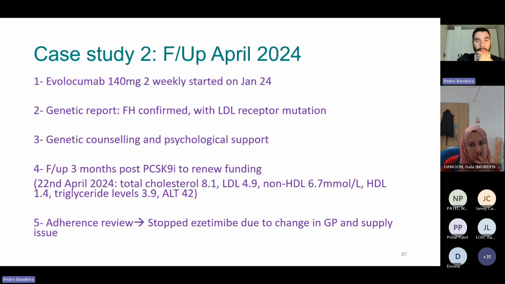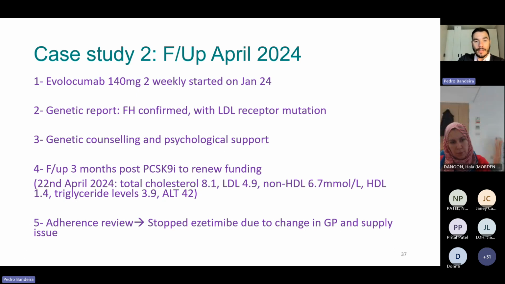That was kind of shocking for him, because he was quite young, and although he had quite a strong family history, he probably wasn't quite ready for that diagnosis. So we provided very, very long genetic counseling sessions and psychological support. He was offered a follow-up clinic with a consultant as well, and at that point we started him on evolocumab, which is one of the PCSK9 inhibitors.